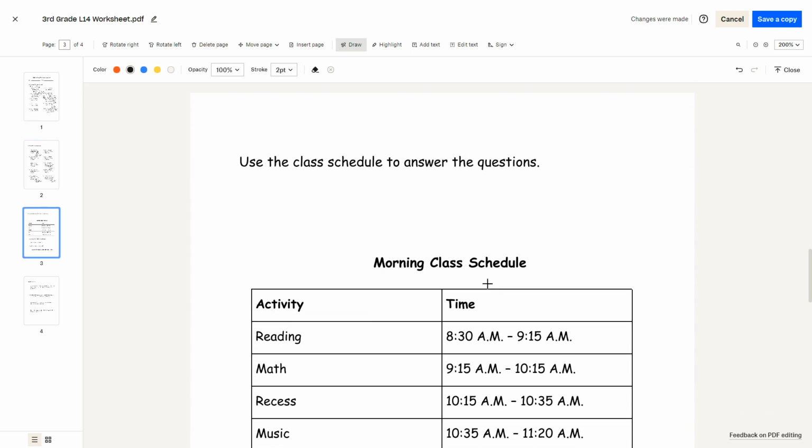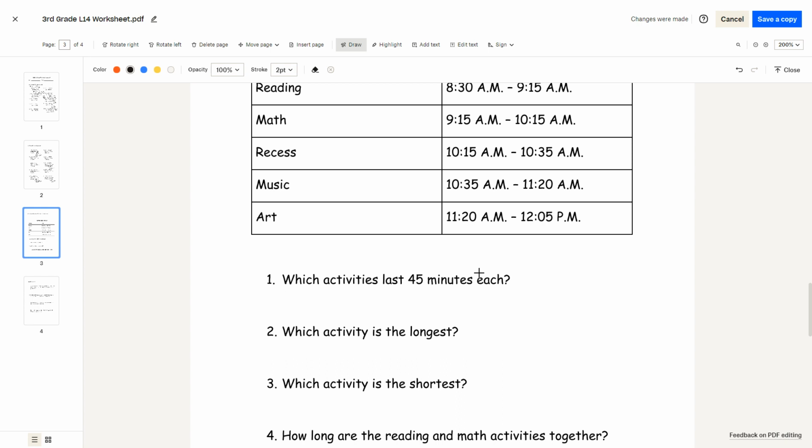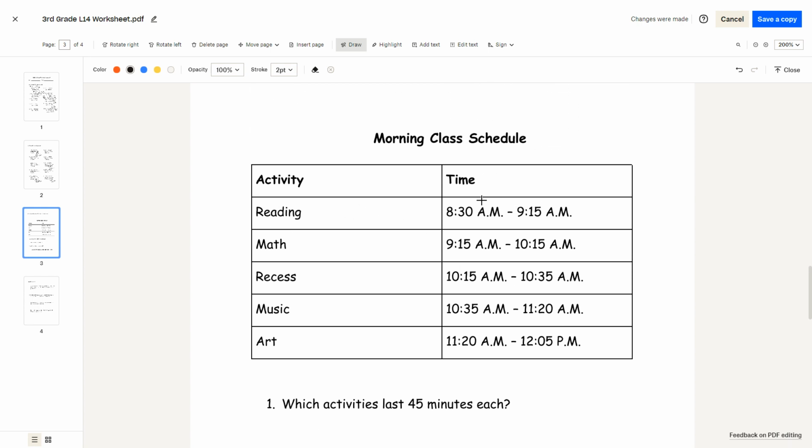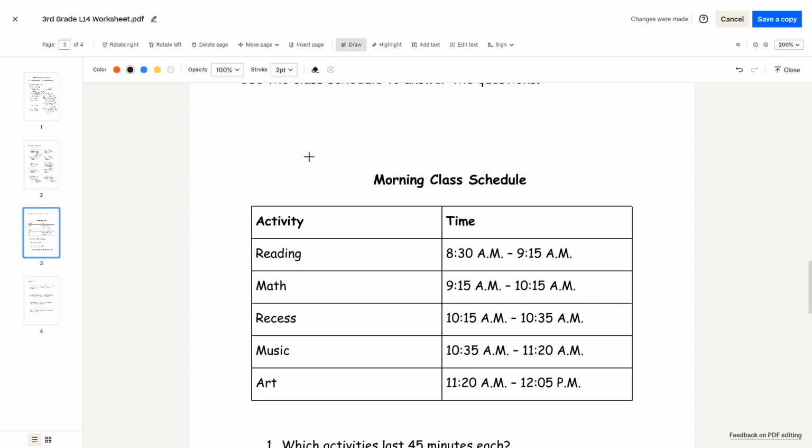Next, use the class schedule to answer the question. So first thing we're going to do is fill out the chart. If we want to find our elapsed time for each one of these, we can do 60 minus 30 equals 30. Add 15, we get 45. So our elapsed time is 45 minutes, right?